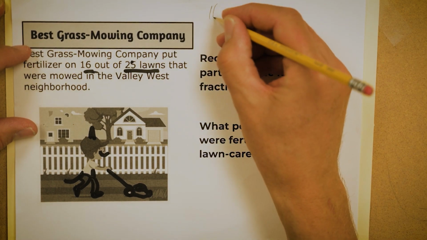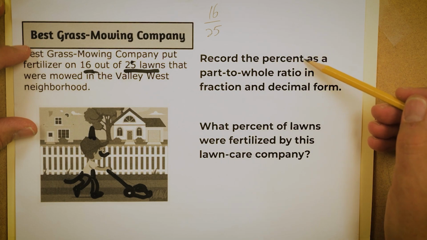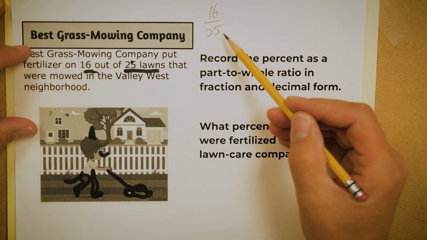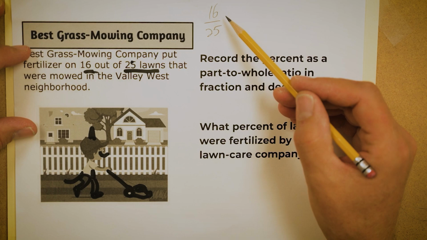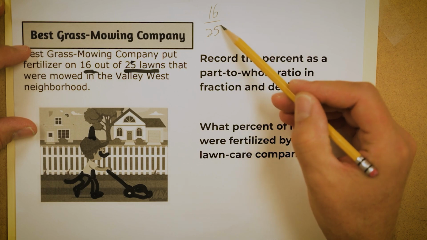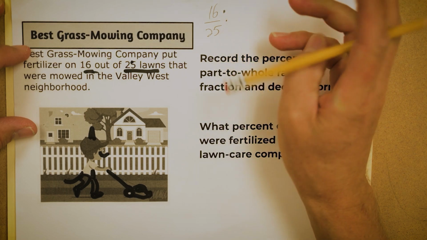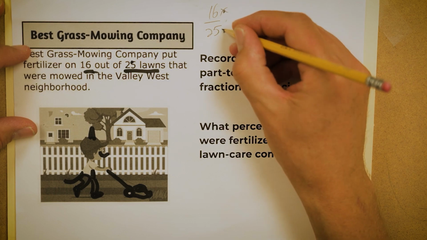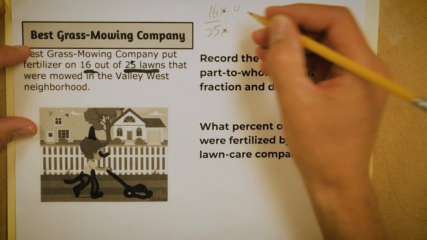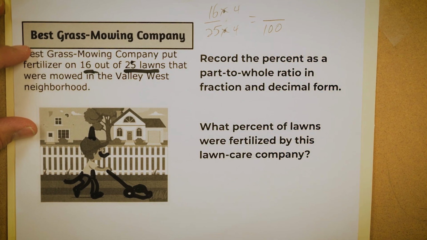Okay, we have 16 out of 25. Whenever we do a percentage, this is going to be at a rate of 100. Now, to convert this fraction here, what do I multiply the top by and the bottom by to get this bottom to 100? This dot or an x is going to be multiplied by. I'm going to multiply the top by 4, I'm going to multiply the bottom by 4. Will equal something over 100.